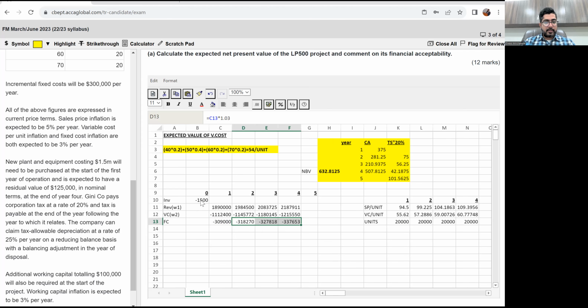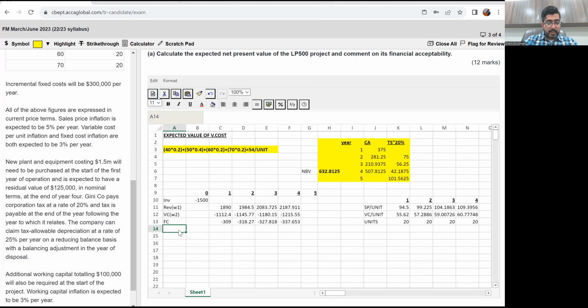Okay. Let's take investment. I think I made a mistake here because I should have written units as 20 because I am working in thousands. Sorry for that. And this will also be 300. Because I'm working in thousands, I've removed 3 zeros.